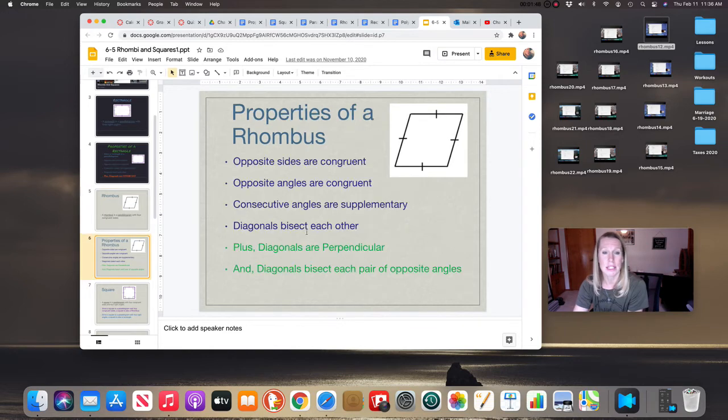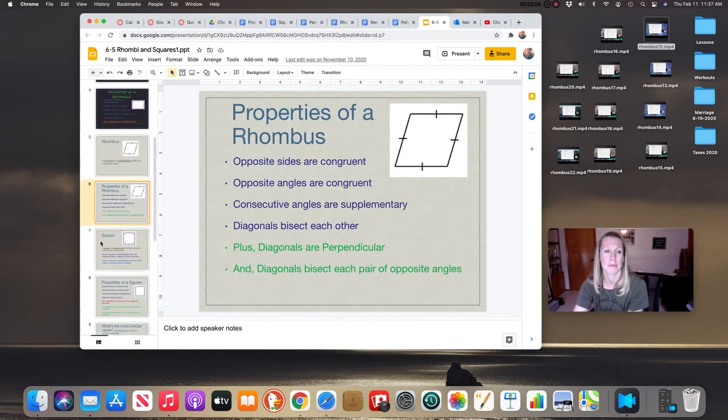Diagonals bisect each other. Plus, diagonals are perpendicular, so the 2 diagonals will form right angles in the middle, and the diagonal bisects the angles. So if I draw in a diagonal, it's going to cut that angle in half.